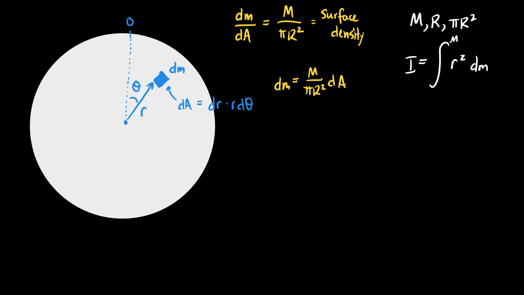But again, dA, I need to replace with something that has my pointer variables in it. So dm equals m over pi r squared dr times r d theta. So now I have something I can use for dm that's in terms of the shape of my object, that has variables that I can use to point from one portion of the object to the other portion of the object. Any questions about those choices yet?